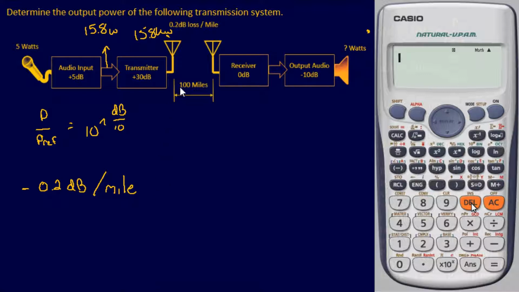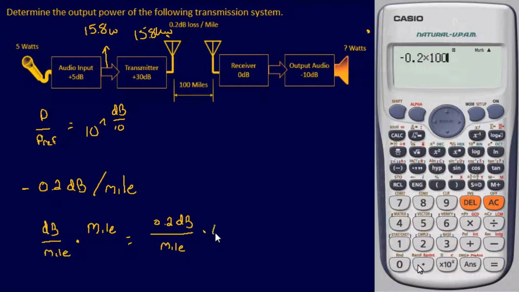Well, we know we have 100 miles. So if you want to find your decibel loss, it's going to be decibel over mile times your miles. So when you multiply those together, the miles will cancel each other out, which means it's going to be 0.2 decibels per mile times 100 miles. And that's pretty simple. That's going to come out to be a negative 20 decibel loss, because like we said, anytime you have a loss, it's a negative number. So that's pretty simple. So we know our loss right here is negative 20 decibels.